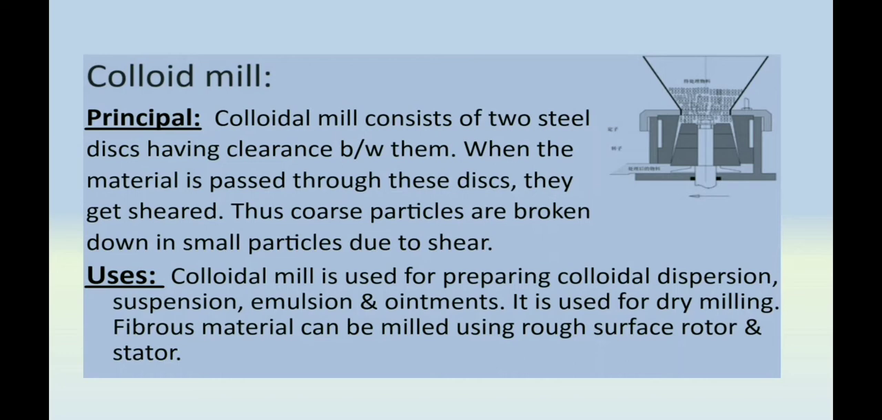Now let's talk about the principle of colloidal mill. Colloidal mill consists of two steel discs having a clearance between them. When the material is passed through these discs, they get sheared. So thus coarse particles are broken down into small particles due to shear.